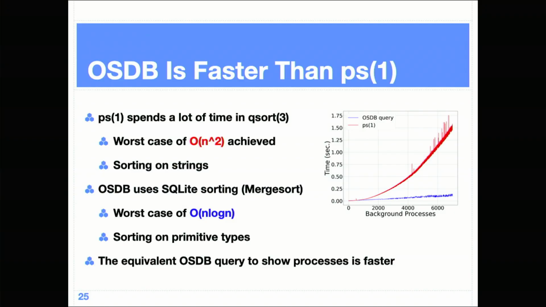And we use SQLite, which uses merge sort, and it's sorting not on text. It's sorting on integers. Cheap. Integers are cheap to sort because computers love integers. They don't love text. And its worst case is O of n log n. Ta-da.